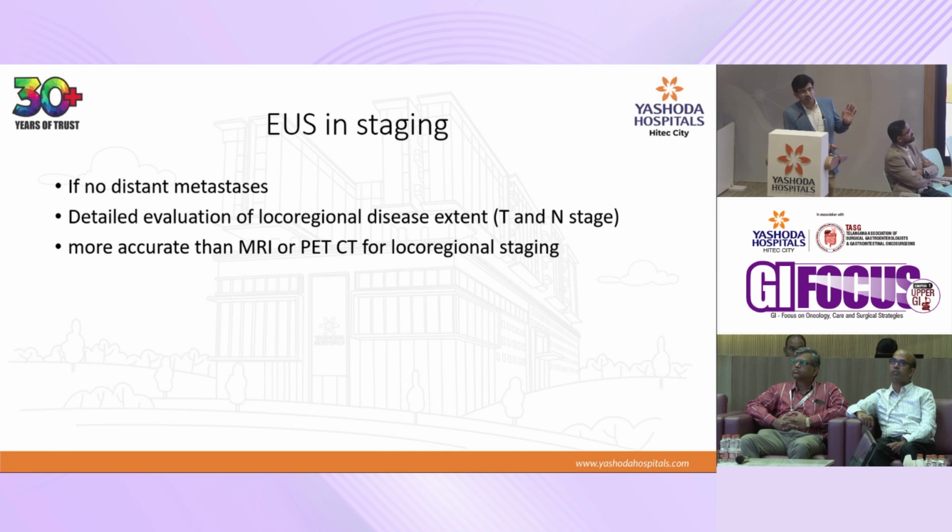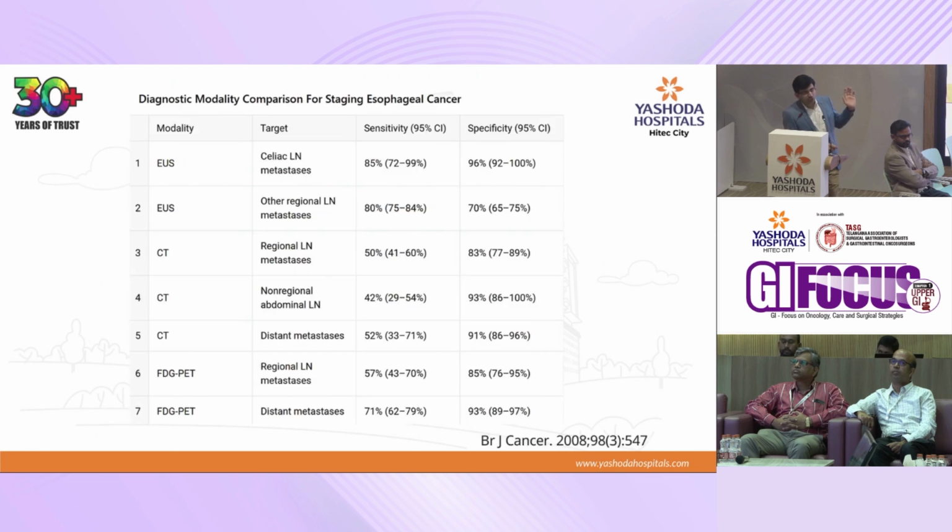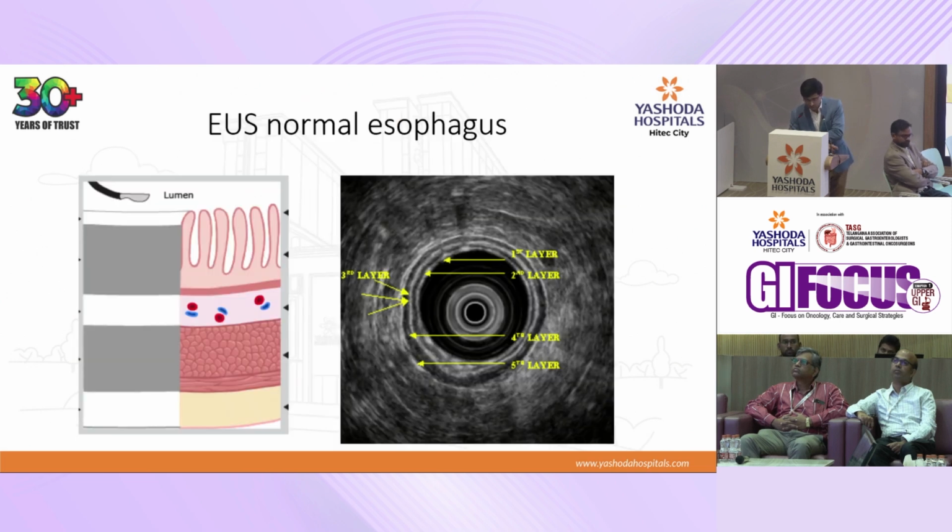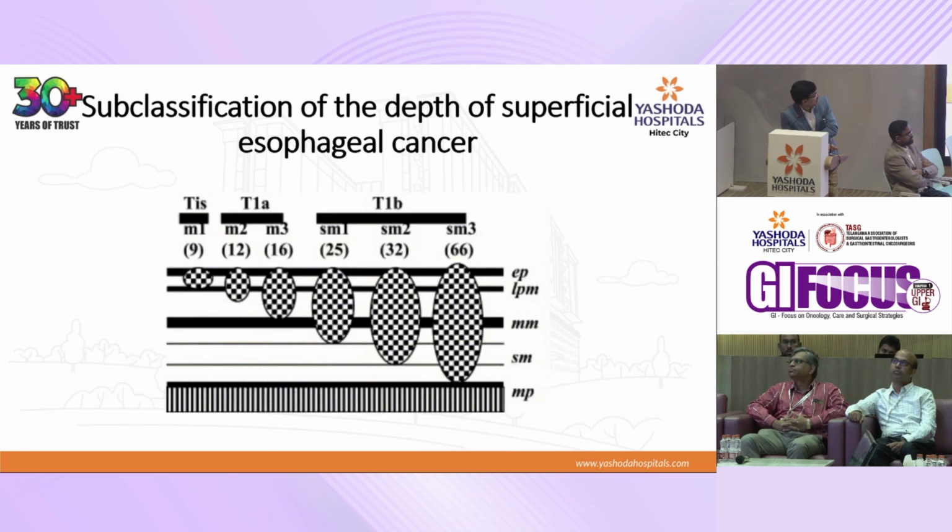If there are no metastases on integrated PET-CT, you go for EUS for locoregional staging, because EUS has more sensitivity in detecting regional metastasis, nodal metastasis, especially celiac nodes and other regional nodes. In EUS, we find various structures. We can see the 5 layers in detail.